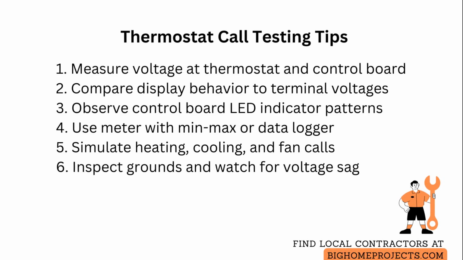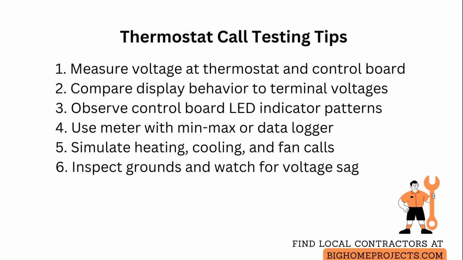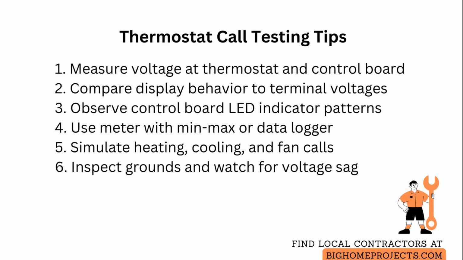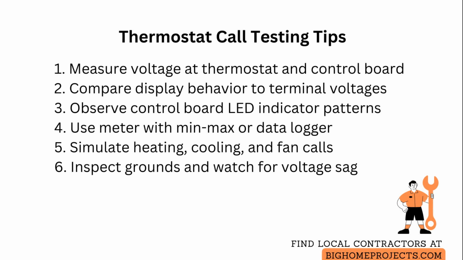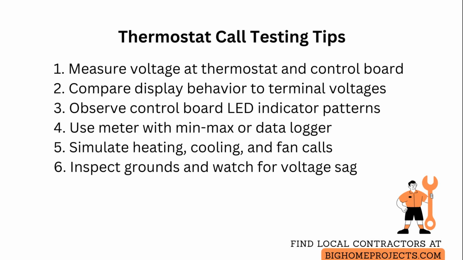Use a digital multimeter set to measure low voltage and watch for momentary drops or spikes between the common and call terminals while the thermostat is commanding heat or cooling. If the board has light-emitting diodes, note their blink pattern and color changes during the call, since these give immediate clues about errors or lost signals.